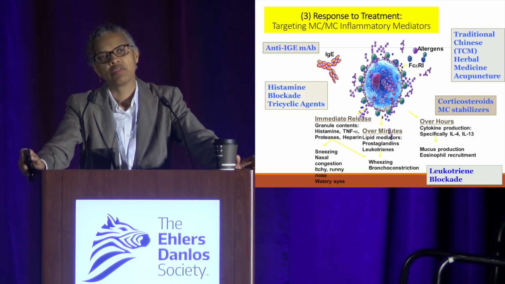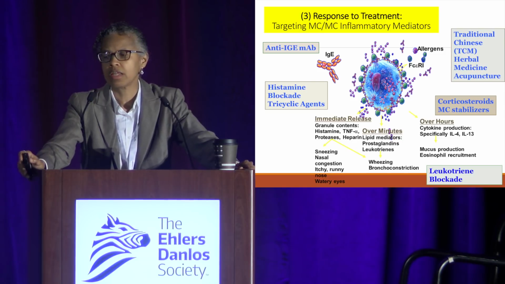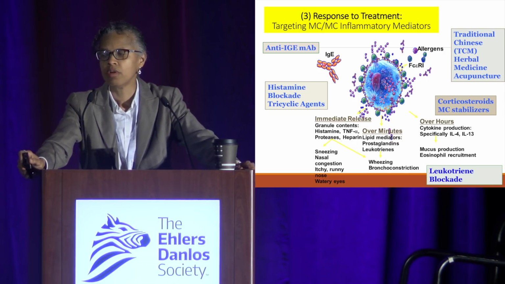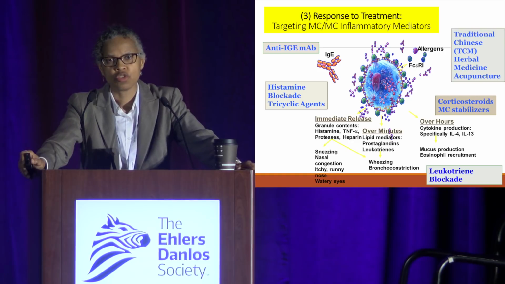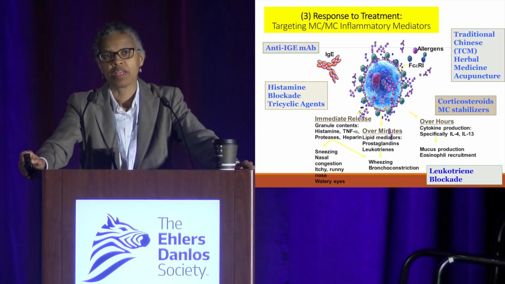The medication I have a tendency to use most often, if I don't identify another disorder like an immune deficiency or an autoimmune disorder, is a medication called Xolair, that is the anti-IgE molecule. We also are using traditional Chinese herbal therapy, acupuncture and acupressure, histamine blockers, the tricyclic agents, and oral steroids work on mast cells, but you really don't want to use this medication on a long-term basis.